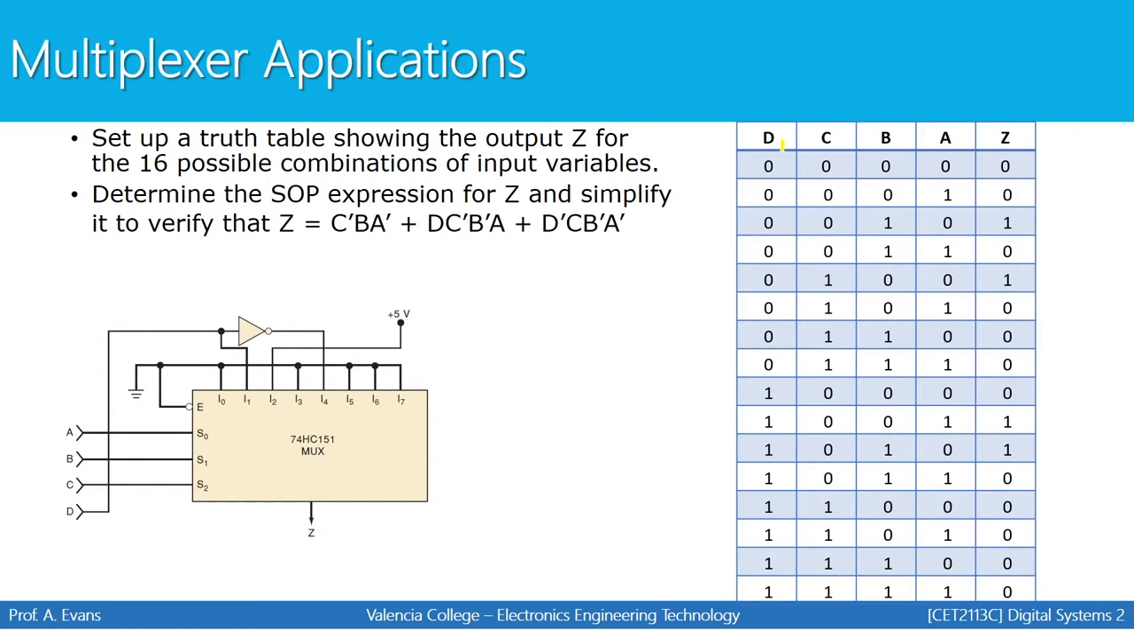So for example, if D, C, B, and A are all zero, I know that A, B, and C are going to control the select lines. So if they're all zero, I'm going to have I0 at the output, and that's connected to ground. That's why I have a zero right here. If C, B, and A are 0, 0, 1, I now get I1, which is connected to input D. So in this case, the output's going to be whatever D is, and D is currently 0.